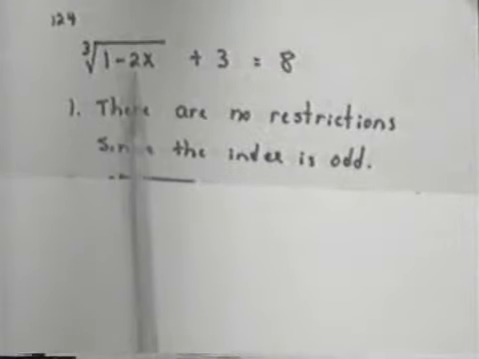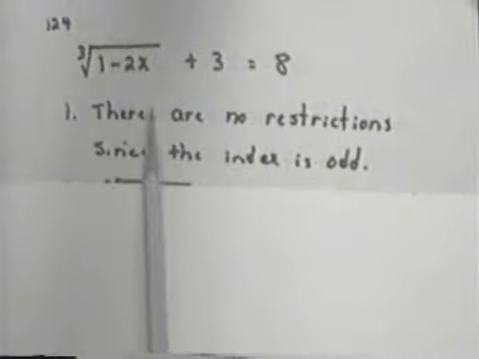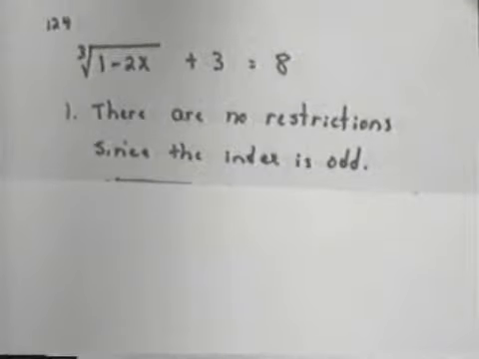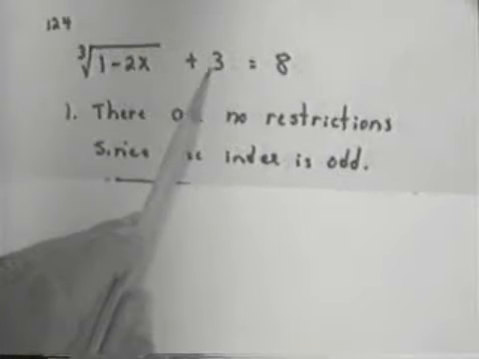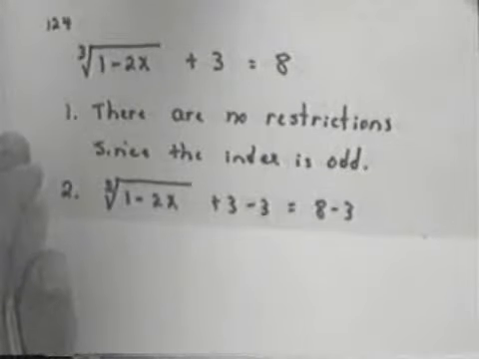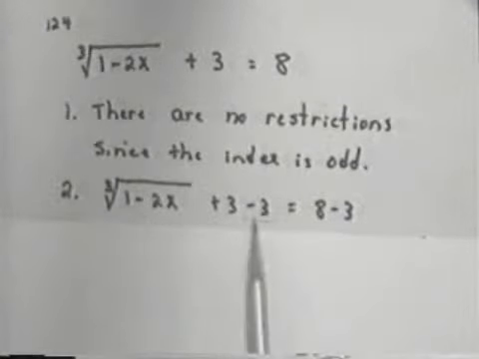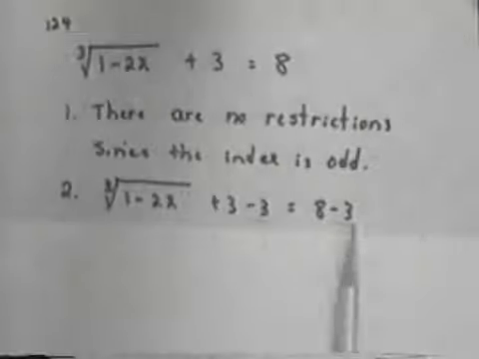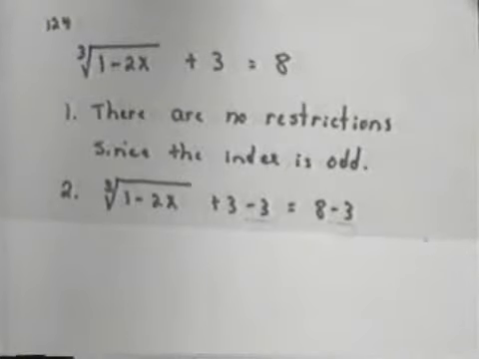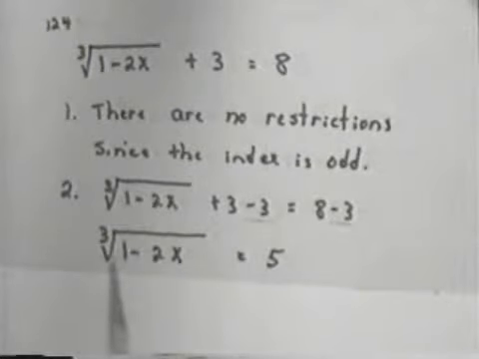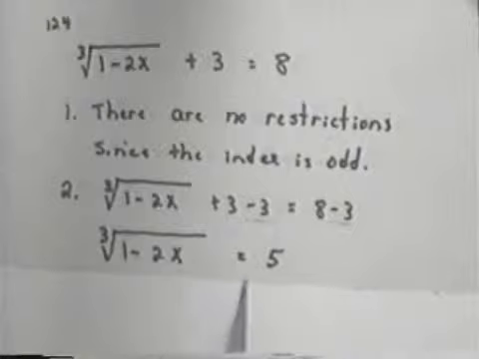The second step is to isolate the radical. Now isolating the radical means to get the radical alone. So I need to get rid of the 3. To get rid of a positive 3, I need to add a negative 3 to both sides. So I added a negative 3 to the left. I also added a negative 3 to the right. So I'm left with the cube root of 1 minus 2x is equal to 5.